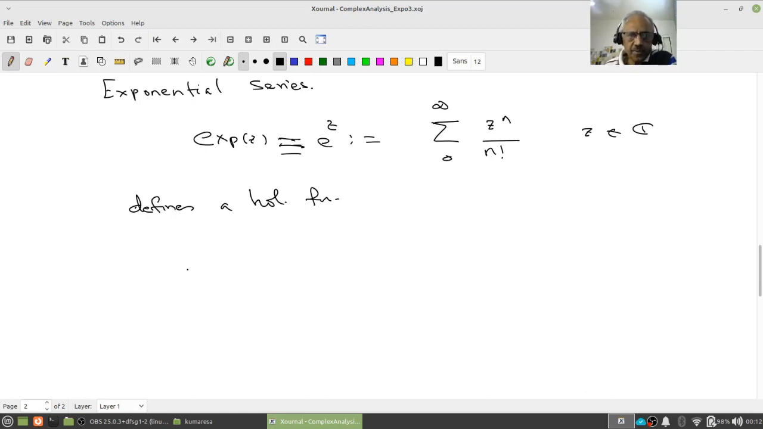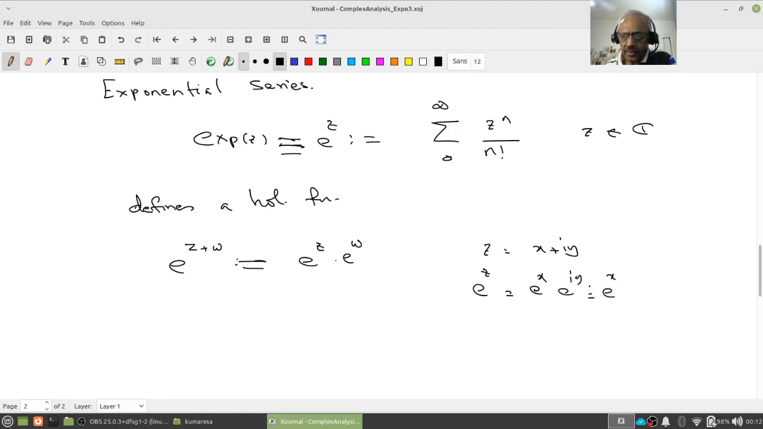Now this holomorphic function is such that e^(zw) is the same as e^z times e^w. This satisfies the standard property I have seen in the exponential function in real analysis. In particular, if I write z equal to x plus iy, then e^z will be e^x into e^(iy), and this you can see by using the formula for the exponential function. This will be cos y plus i sin y.